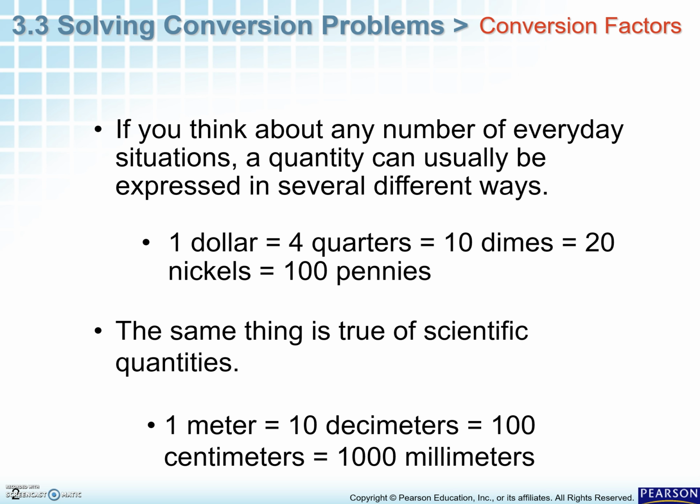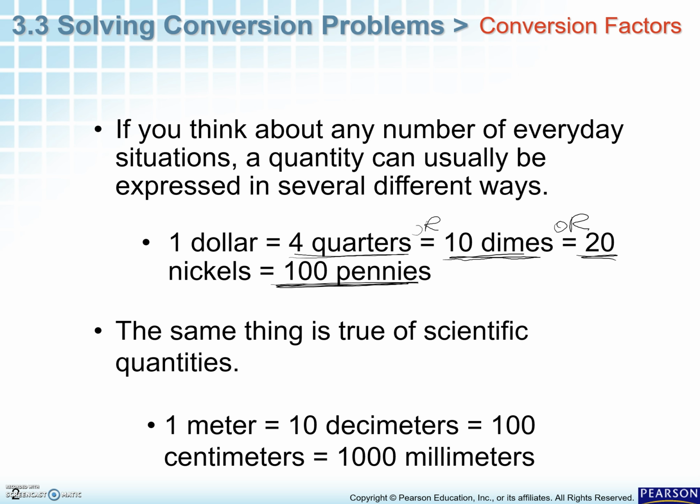If you are ever in trouble, think of money. That's the best way that I can think of conversion factors. Anytime you have a dollar, you have something that is equal to 4 quarters, or it's equal to 10 dimes, or 20 nickels, or if you're really adventurous, 100 pennies.